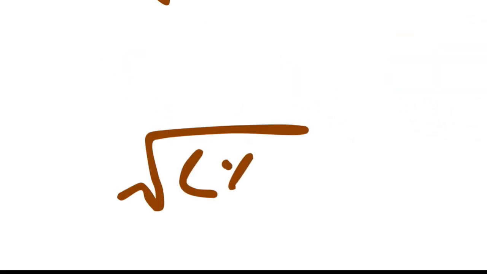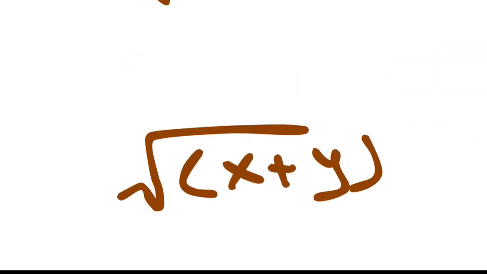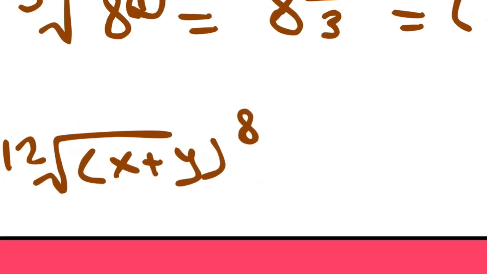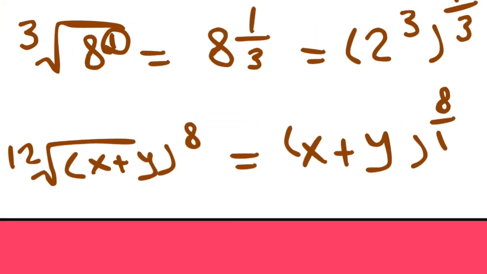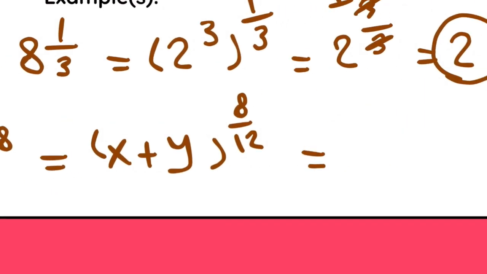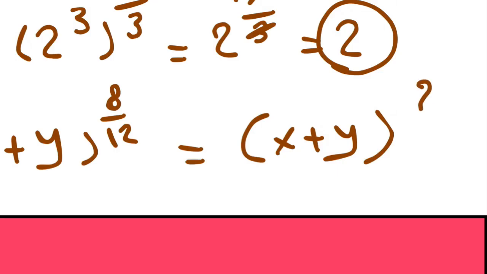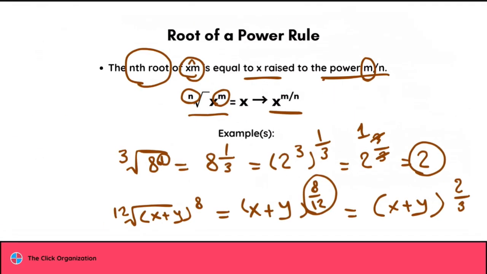Another example, x plus y to the power of 8, and this is their 12th root. So the 12th root of x plus y to the power of 8 is exactly equal to x plus y to the power of 8 divided by 12. And this can also be written as x plus y to the power of 2 divided by 3, if we simplify this fraction. And yeah, this is the second rule.